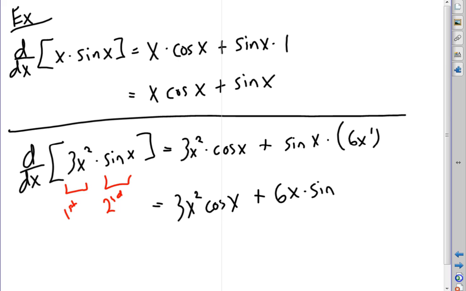And we can clean this up a little bit. 3x squared cosine x plus 6x sine x.